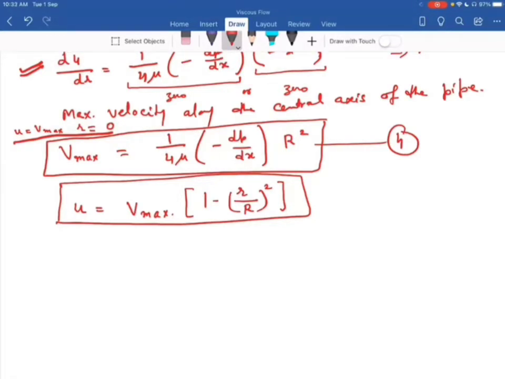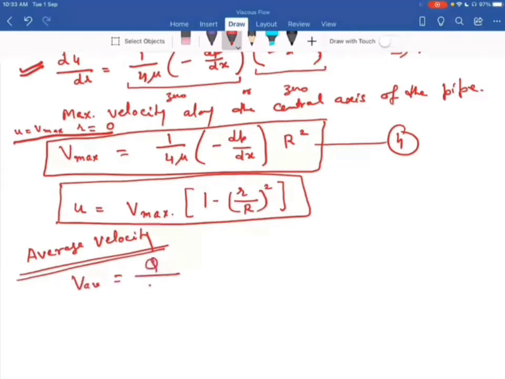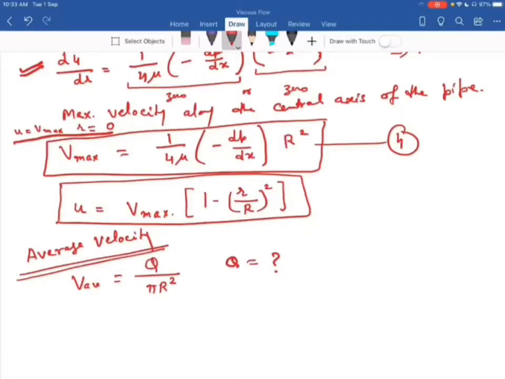Then next I have to find out the average velocity. Average velocity is the discharge through the pipe divided by the area of the pipe. Area of the pipe is pi R square. So now I have to find out the discharge. First we find out the discharge, then V average. To find out the discharge, I have to find out the small discharge. For that, if I draw a cross section of the pipe that is circular, this is a cross section of the pipe. Along this cross section, I consider a small ring.